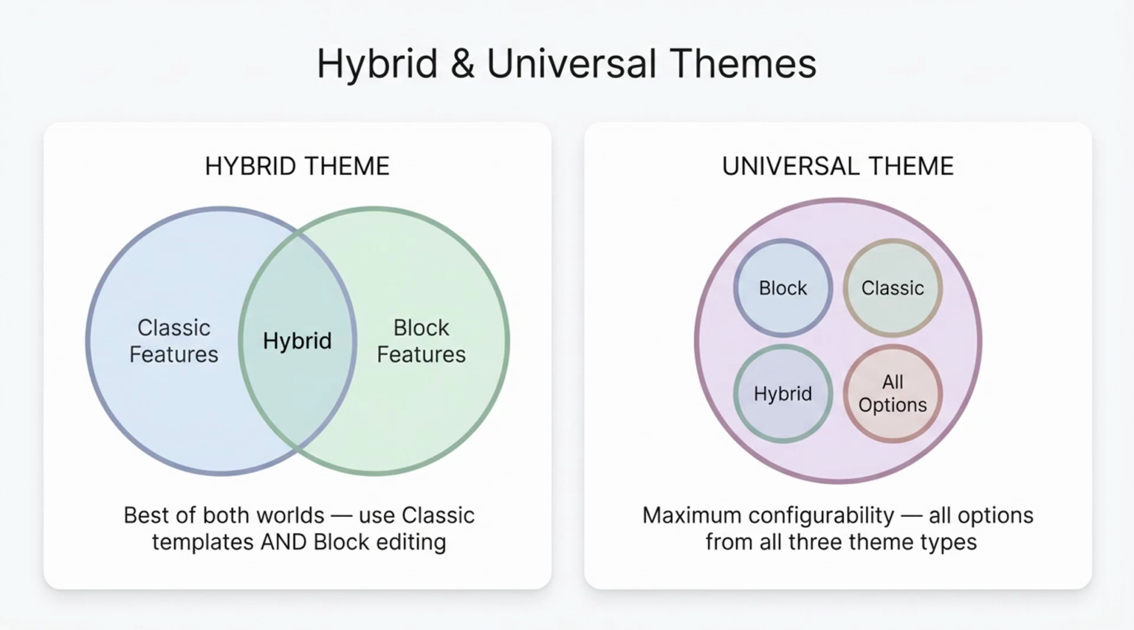The hybrid theme sits in the middle. It gives you both classic template features and block editing capabilities at the same time. This is useful when you want structured templates, but also need the flexibility of block-based editing for certain pages. The universal theme takes it even further. It includes every configuration option from all 3 theme types. It's the most flexible, but also the most complex, which is why it's not the starting point for beginners.